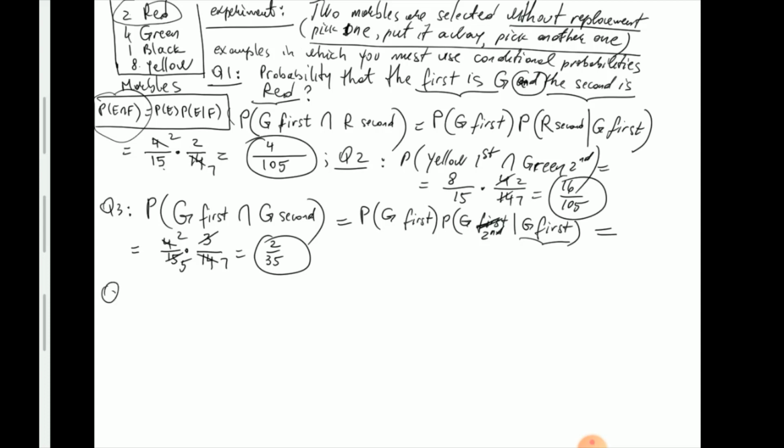Slightly trickier examples of this type are ones in which we have to split the probability that we ask into mutually exclusive events. So what if I asked the following? What is the probability that one is red, either the first or the second, so one is red and one is green.